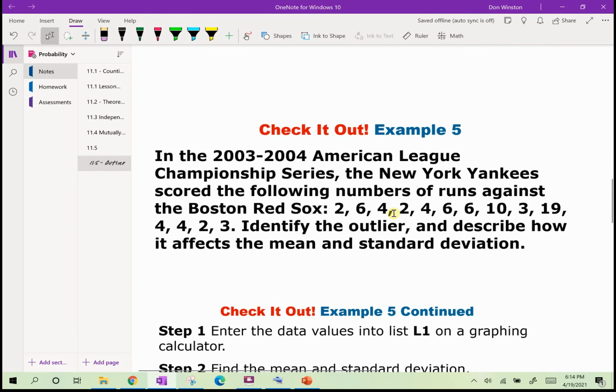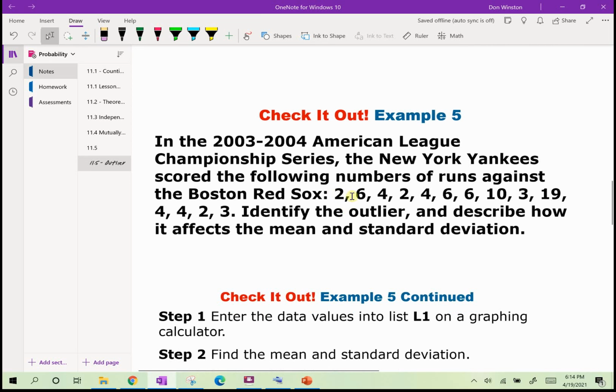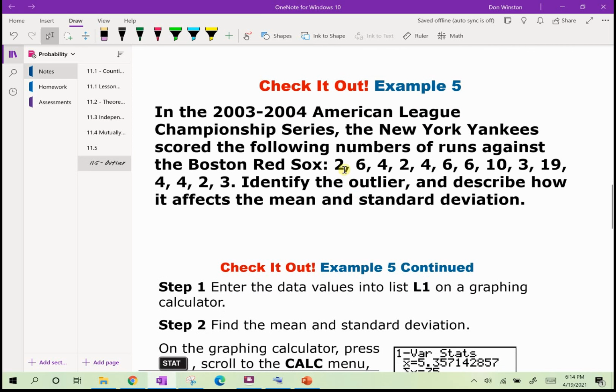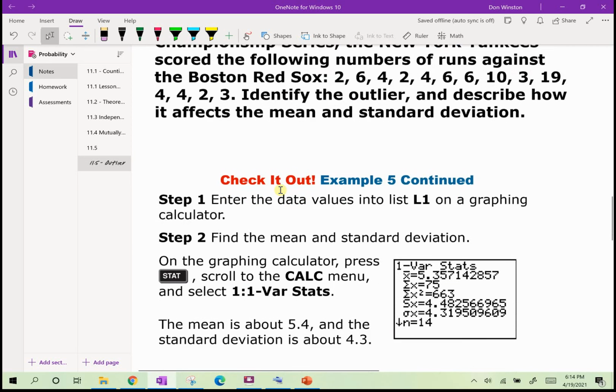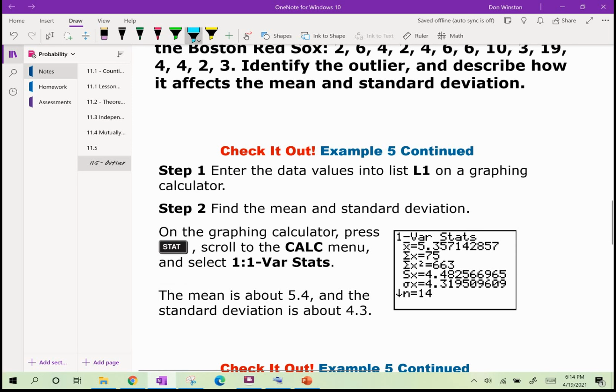More examples here. Here in 2003 and 2004, the American League Championship Series baseball, the New York Yankees scored the following numbers of runs against the Boston Red Sox. The New York Yankees were a great baseball team during those years. So they had runs of 264, 24, 66, 10, 3, 19. Wow, that's like a football score. And then 4, 4, 2, 3. Identify any outliers. Okay, so again, we ran statistics with our calculator. We got a mean of 5.35 and a standard deviation of 4.32.